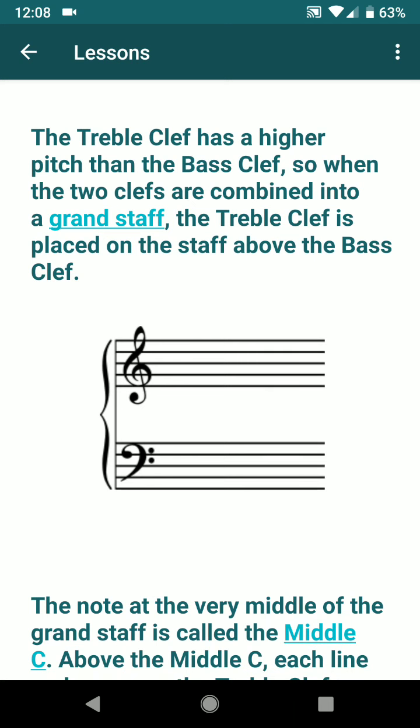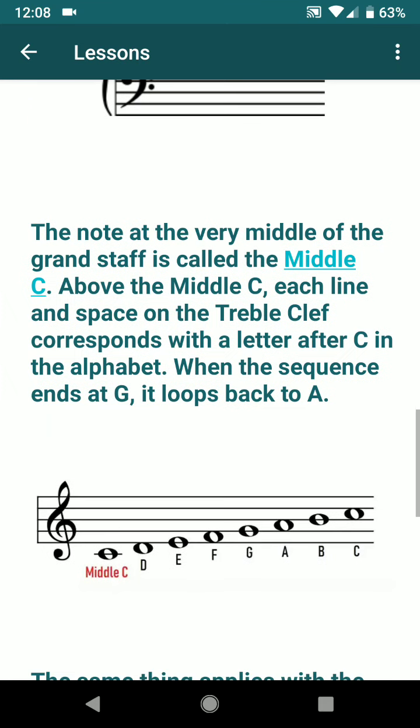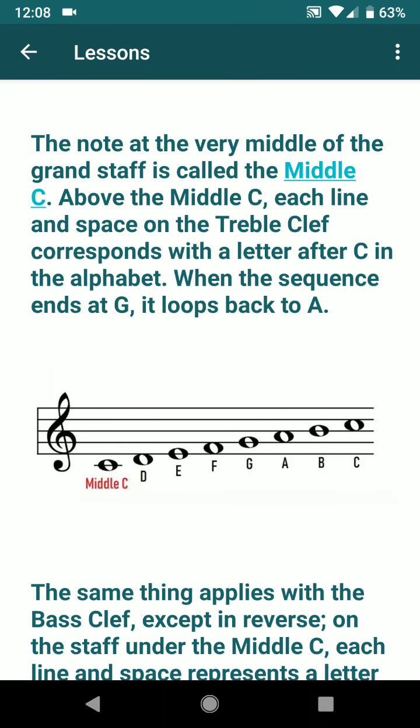The treble clef has a higher pitch than the bass clef, so when the 2 clefs are combined into a grand staff, the treble clef is placed on the staff above the bass clef. The note in the very middle of the grand staff is called the middle C.